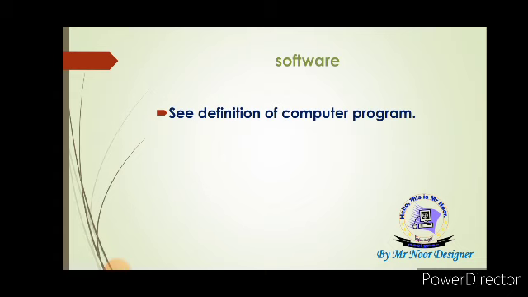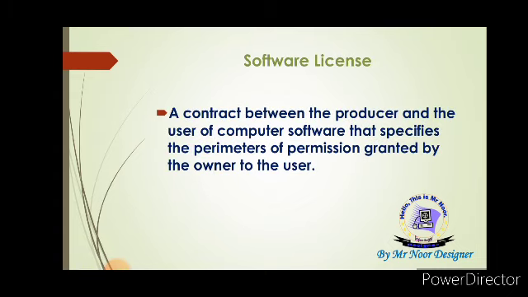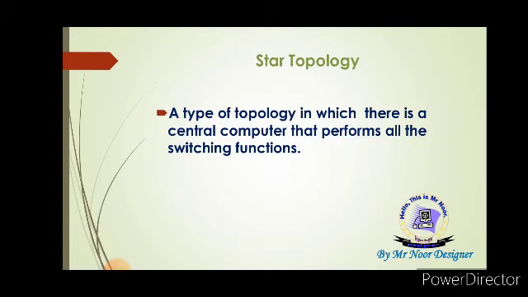Software, another definition of computer program. Software license, a contract between the producer and the user of computer software that specifies the parameters of permission granted by the owner to the user. Star topology, a type of topology in which there is a central computer that performs all the switching functions.